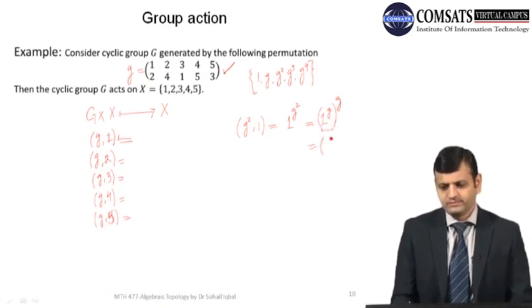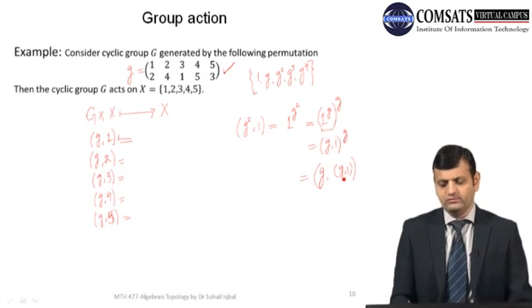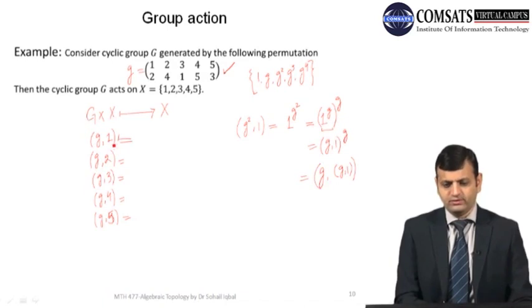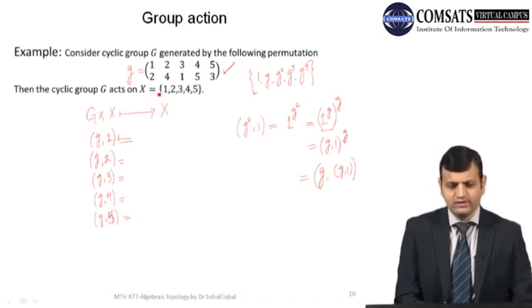So this is the effect on 1 by this element g, and then raised to power g. In other words, the effect by this element g on this element, which is the effect of g on 1. So when this g acts on 1, then we will get some element. So let us come to this definition.